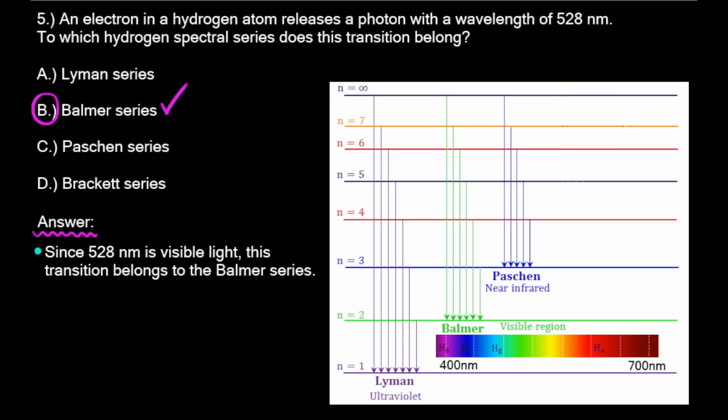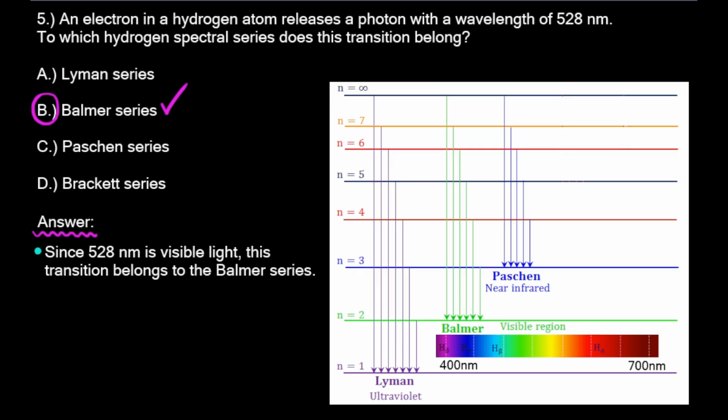infrared, Brackett series is in the far infrared, but you are not expected to know the series for the MCAT. It was just created here as an answer choice to distract you. Remember to stick with what you know.